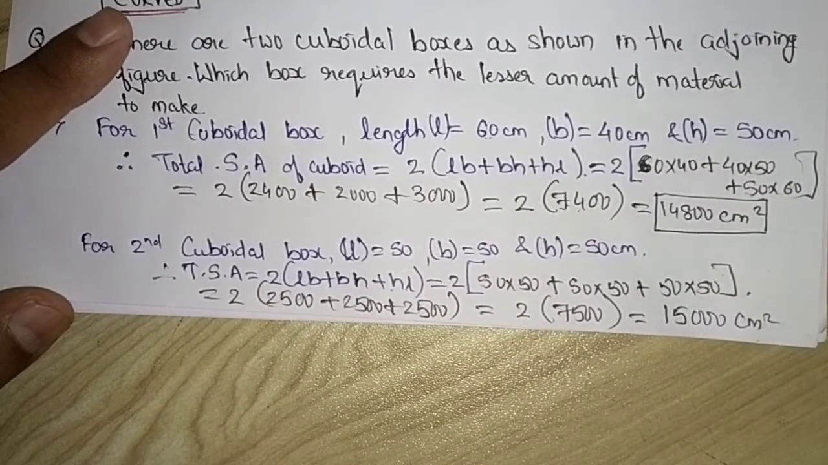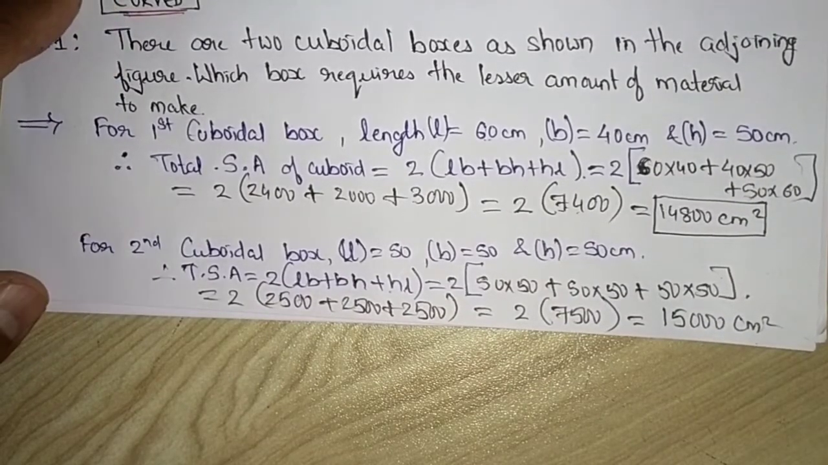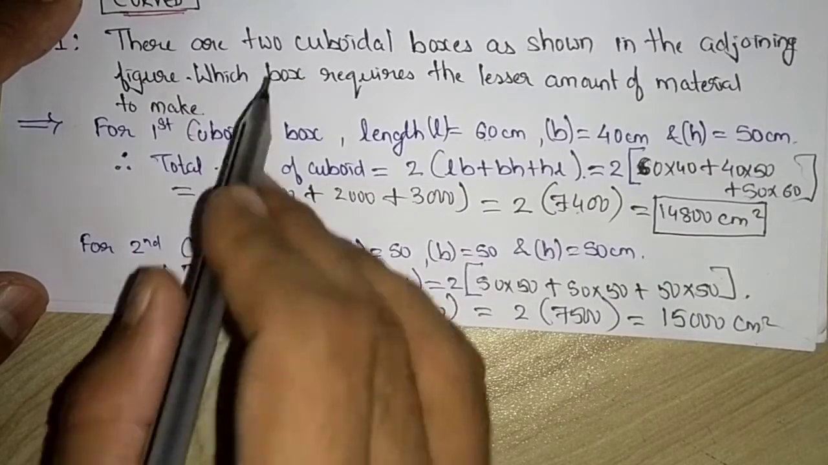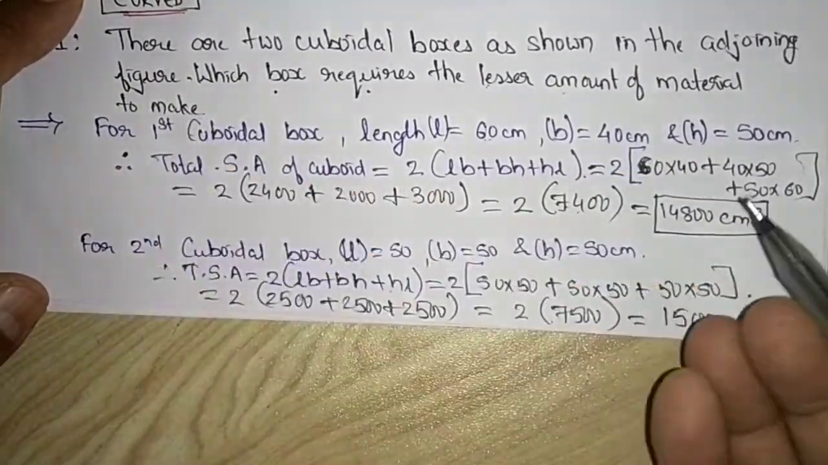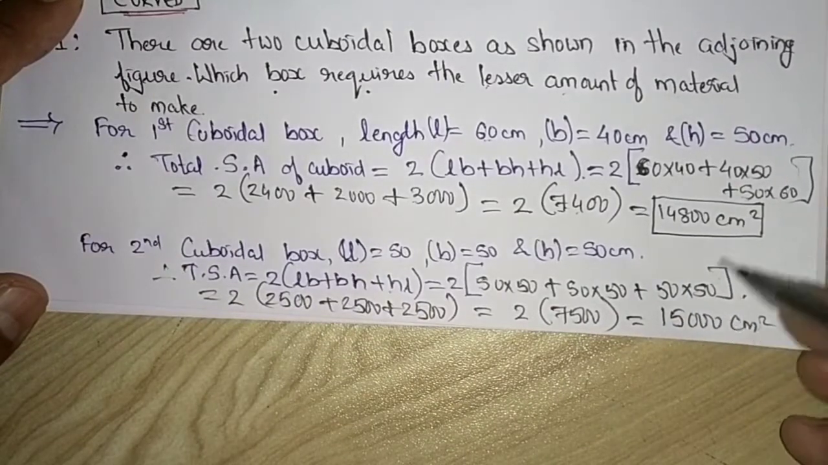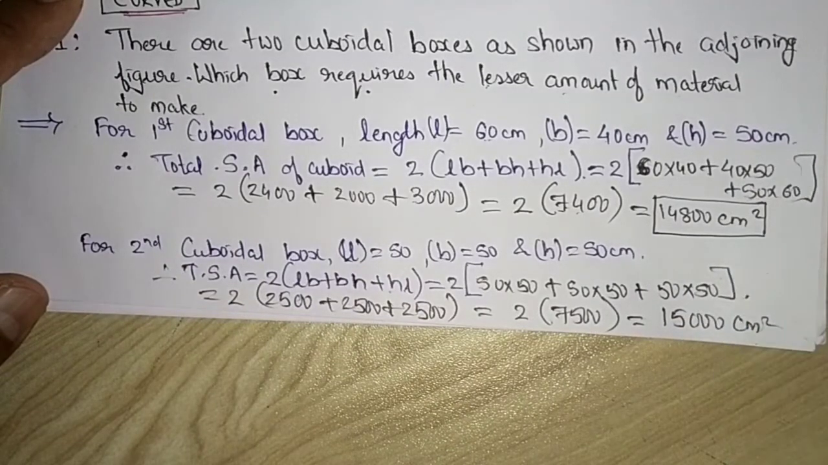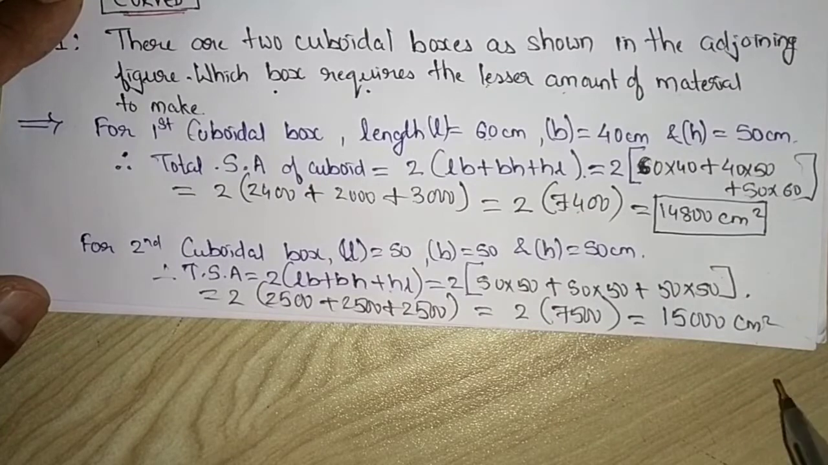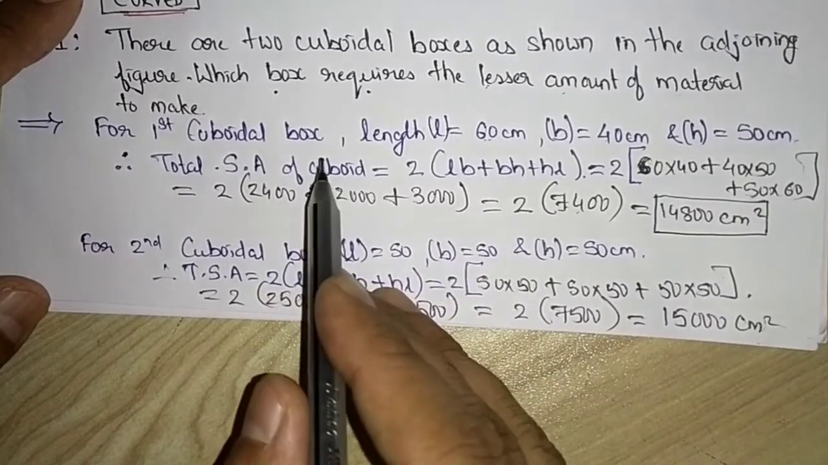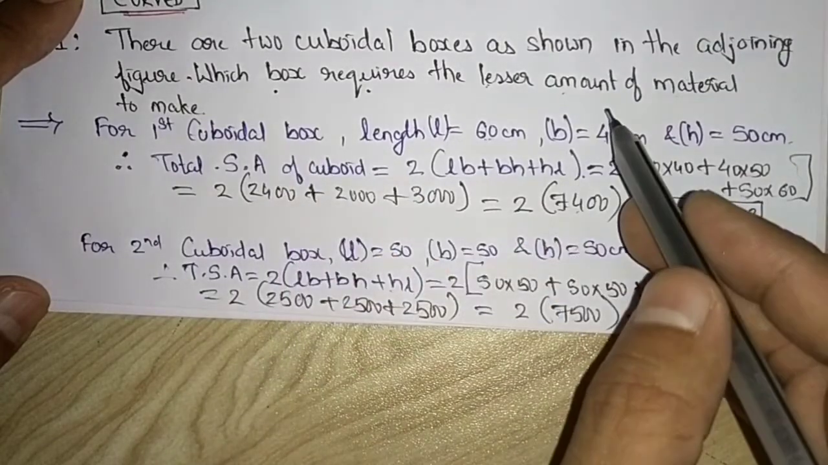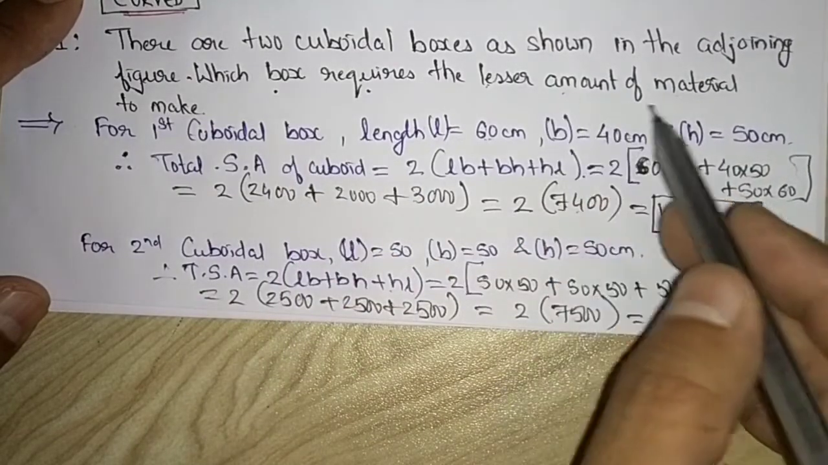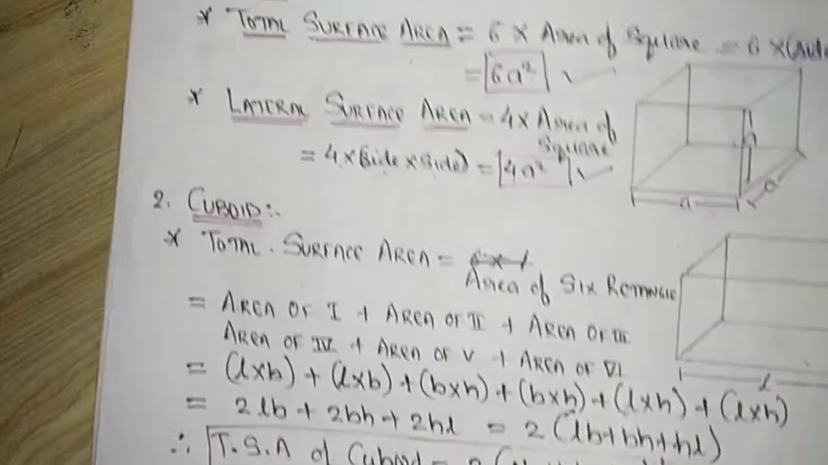centimeter square. They asked us which box requires a lesser amount of material. Definitely, whose area is less will require a lesser amount of material. So we will write, therefore, the cuboidal box in figure A will require the lesser amount of material.